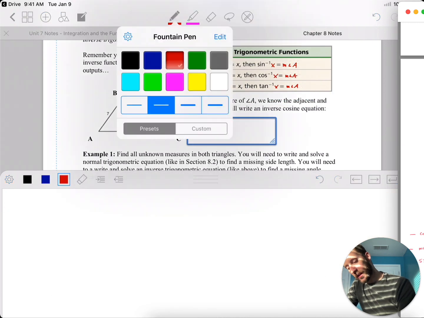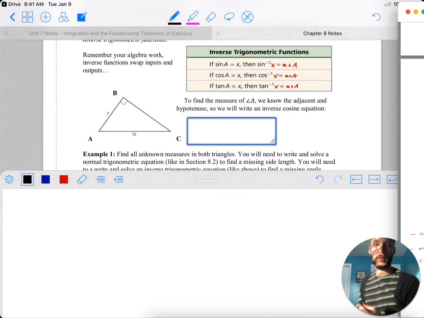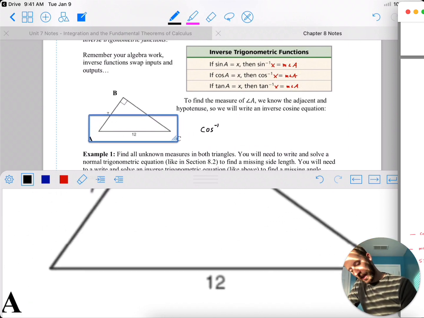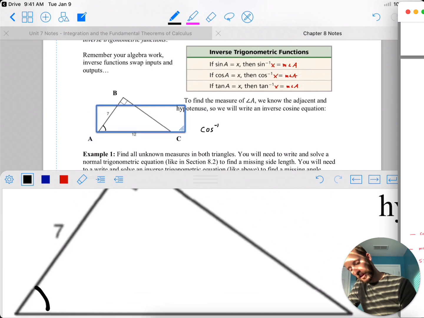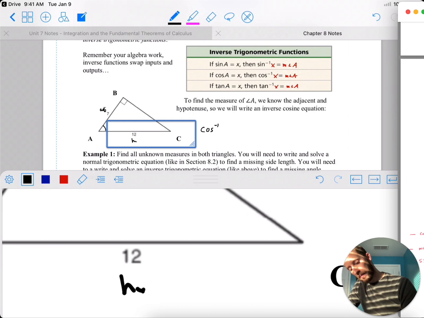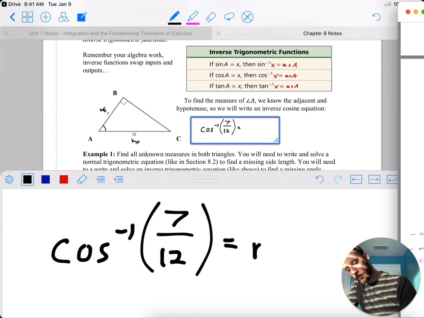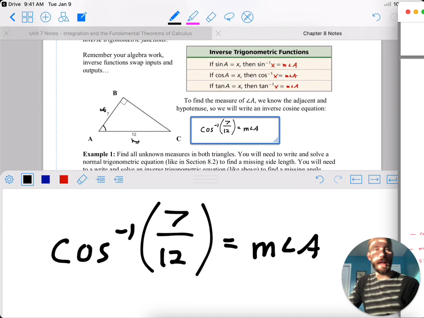So looking at this triangle over here, triangle ABC with sides 7 and 12, you want to find angle A. So write an inverse cosine equation. Cosine, remember, is adjacent over hypotenuse. Here's angle A, here's our adjacent, 7, and our hypotenuse, 12. So inverse cosine of 7 over 12 will be the measure of angle A.